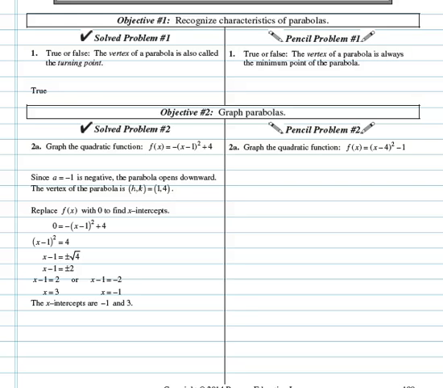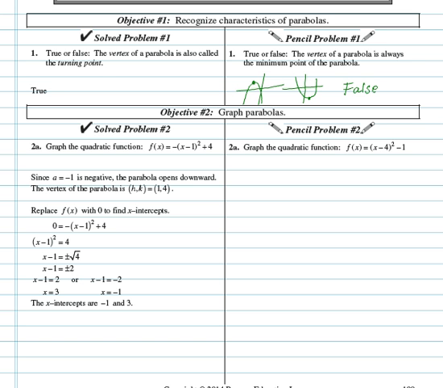So let's go ahead and look at the first problem here. The vertex of the parabola is the minimum point of the parabola. Not always, because if I draw a parabola this way, this would give me the maximum value. If I have a parabola this way, this would be the minimum value. So this is a false statement, as the vertex could give me the maximum or the minimum value.